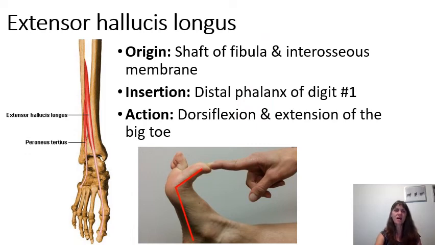Extensor hallucis longus originates on the shaft of the fibula and on the interosseous membrane between the fibula and the tibia. It inserts on the distal phalanx of the first digit of the foot and acts to dorsiflex and extend the big toe.